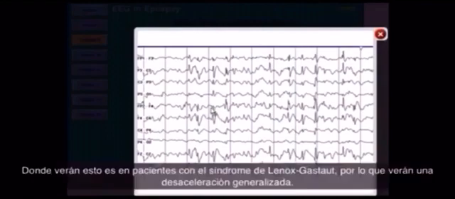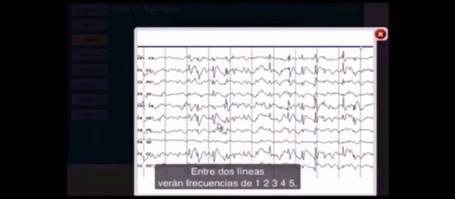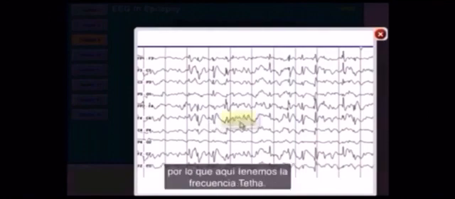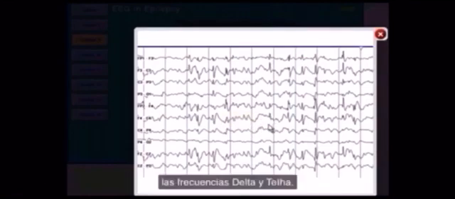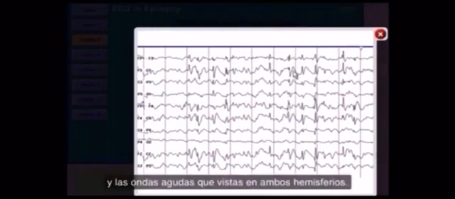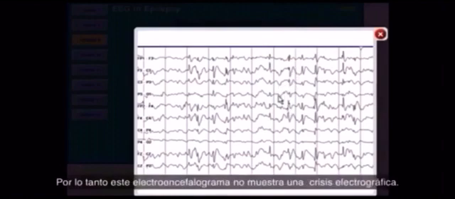A syndrome where you see this is Lennox-Gastaut syndrome. So you see generalized slowing. Between two lines you see frequencies of 1, 2, 3, 4, 5, which is theta frequency. Then you see a very slow wave here, which is delta frequency. So you see background slowing in delta and theta frequencies and sharp waves seen in both hemispheres. So this EEG does not show an electrographic seizure. Let's move on. What about this one?